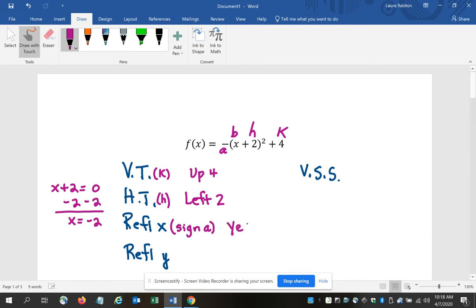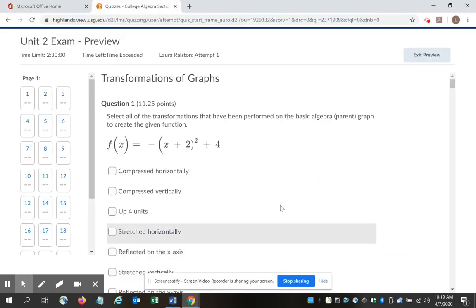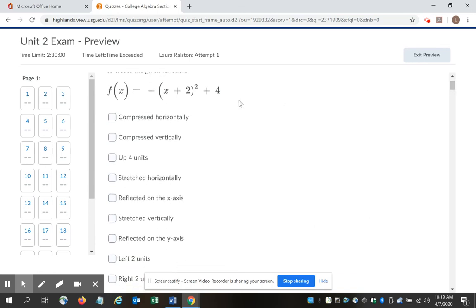Reflection on x is determined by the sign of A. Since A is negative, there is a reflection on x. Reflection on y is determined by the sign of B. B is positive, so there is no reflection. Vertical stretch or shrink is determined by the numeric value of A, which is 1, so there is no vertical stretch or compression. So when I go to mark my answers, I need to mark up 4, left 2, and reflection on x.